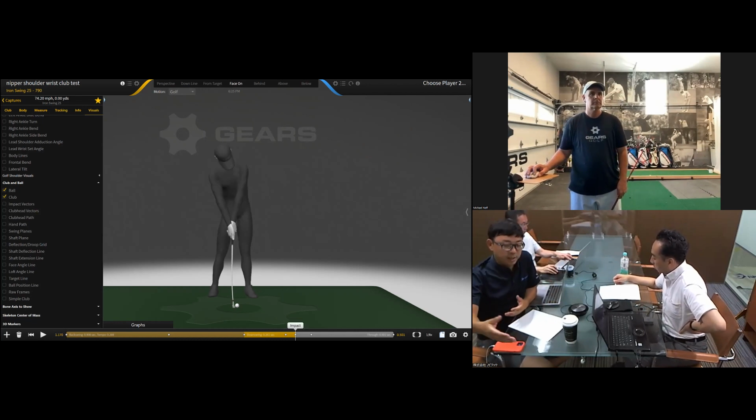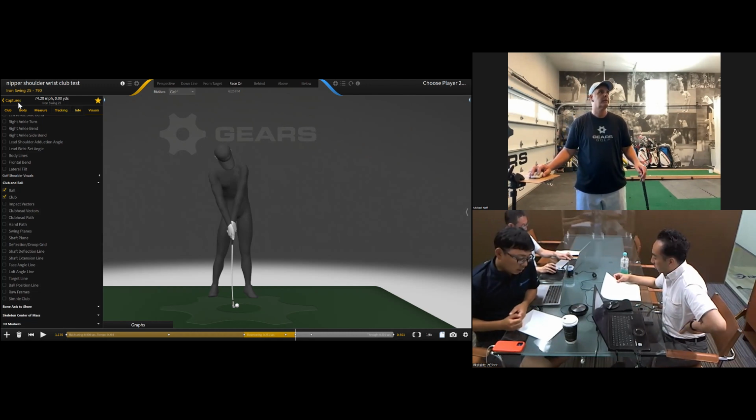deflection, droop, and the twist? For driver or iron or both? Let's go for both then.